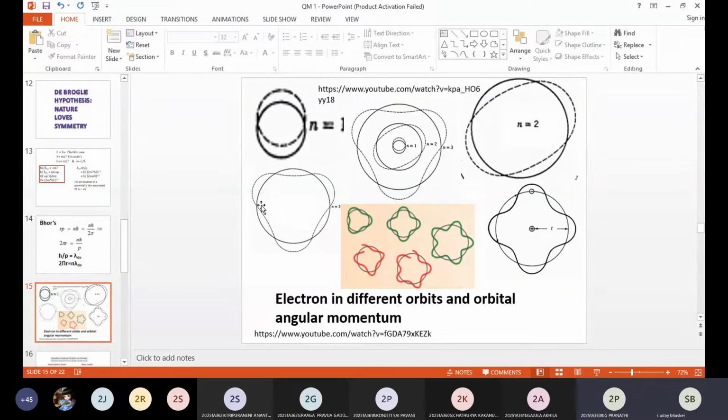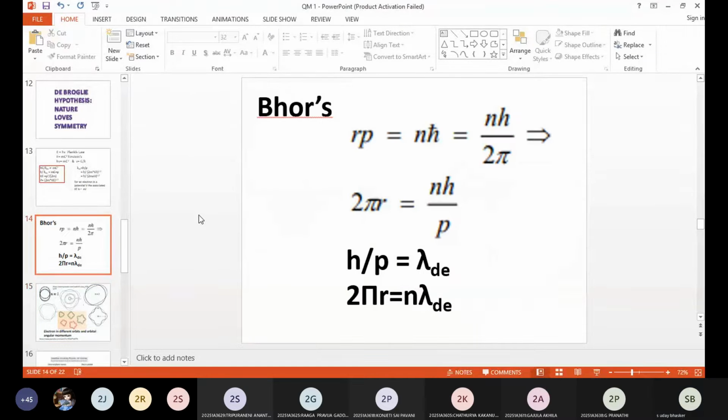What you can do is cut it here and extend the circumference on either side. So you will have waves running over a line. Cut this circle and convert it into a straight line. When you convert it into a straight line, you will see them as complete waves. This is 3 lambda, that is, 2 pi r is equal to 3 lambda.